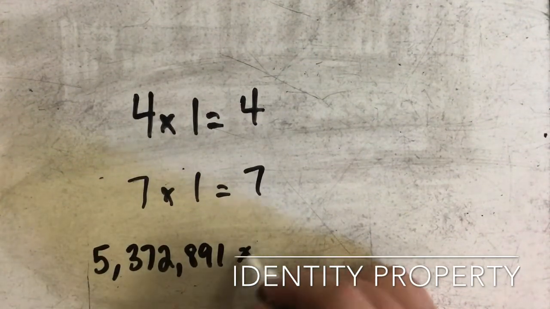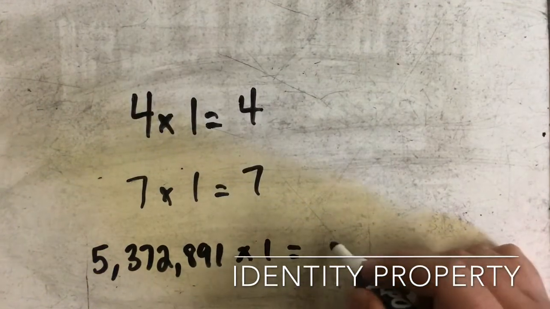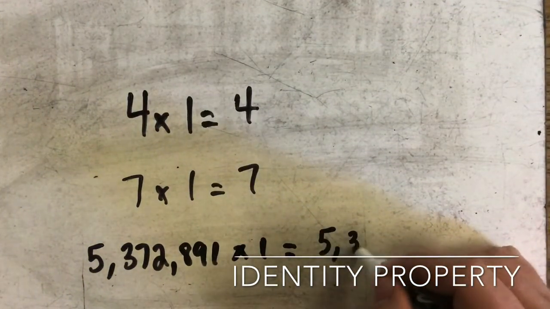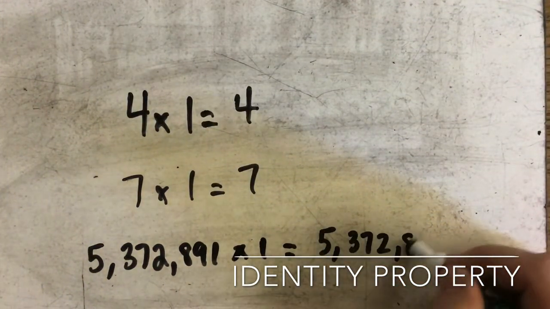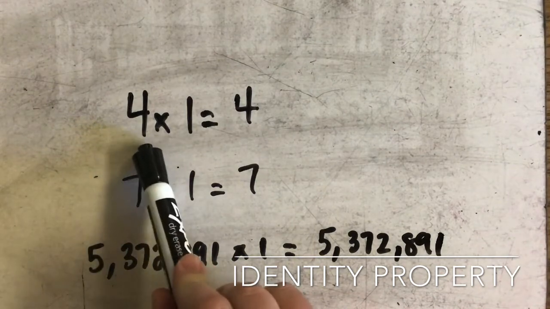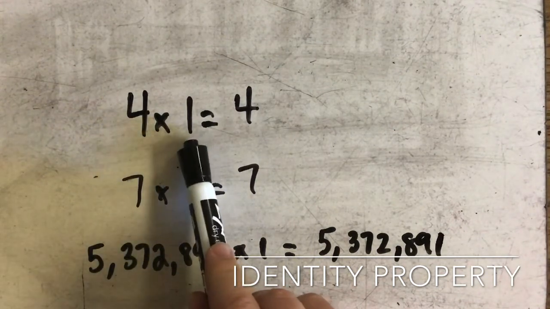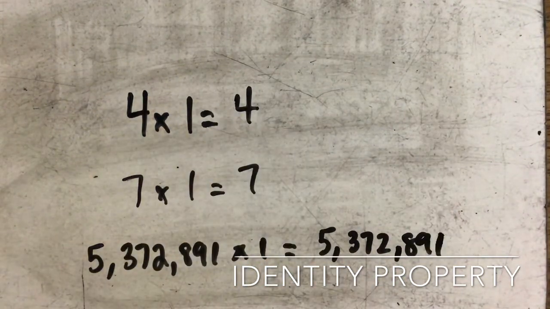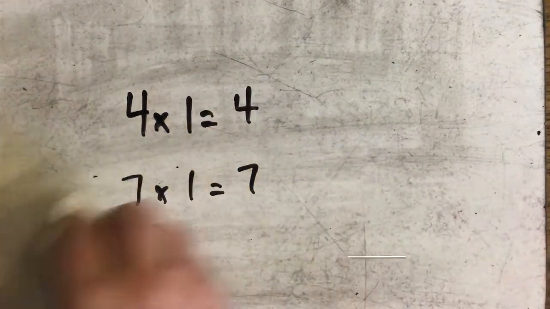5,372,891 times 1 would be equal to 5,372,891. It does not matter, it does not change. Anything multiplied by 1 stays the same, or it keeps its identity. So the identity of 4 is 4, and when I multiply it by 1, it still keeps its identity. That would be the identity property of multiplication.